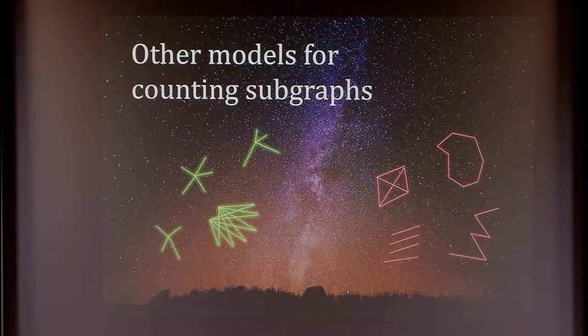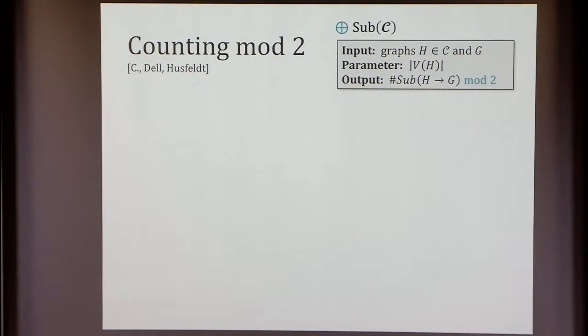One of these models that is quite interesting also is counting modulo 2. This is quite recent work that I'm doing with Holger Dell and Tore Husfeld. In this counting modulo 2 business, we're looking at the parity version of the subgraph counting problem. So here you're given a graph H from a class, and again, your host graph G, and you parameterize again by the size of the pattern. But now you're just interested in the number of subgraphs modulo 2. One thing that is known is that permanents modulo 2 can be solved in polynomial time. So you can count perfect matchings in bipartite graphs in polynomial time, just because permanents are determinants modulo 2.